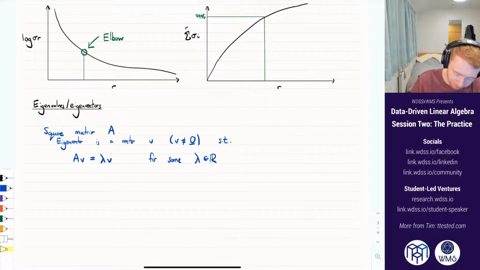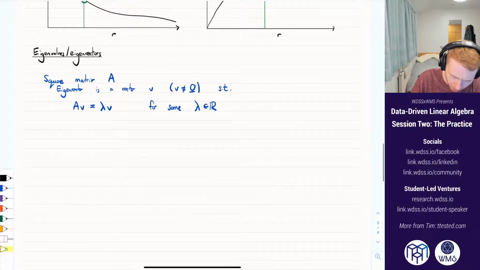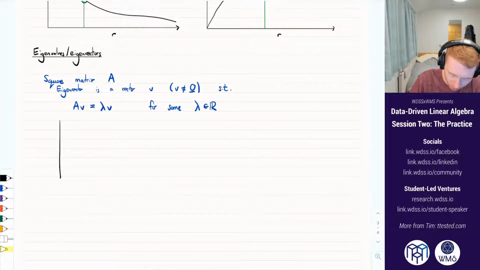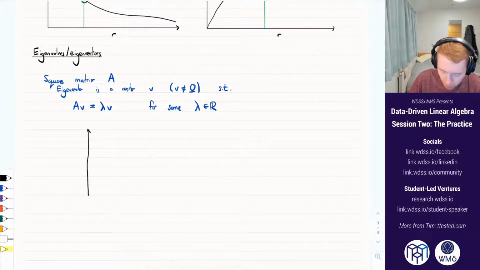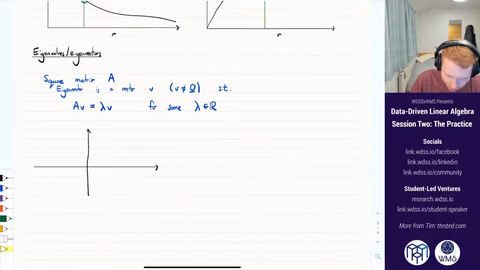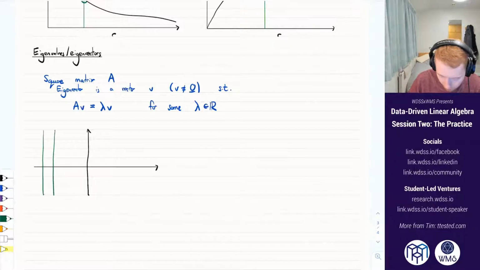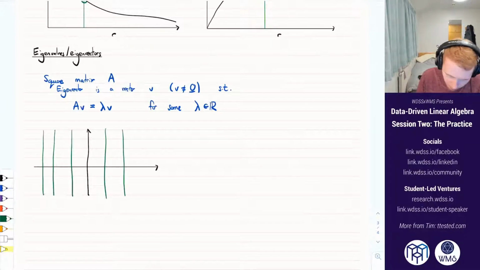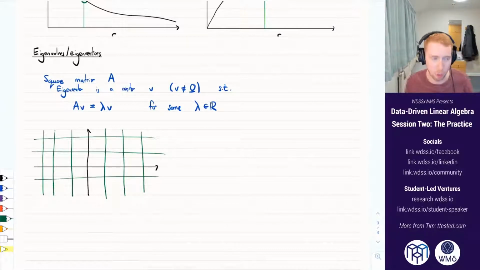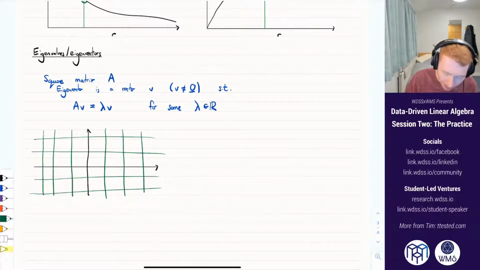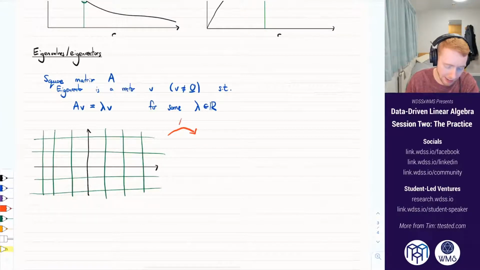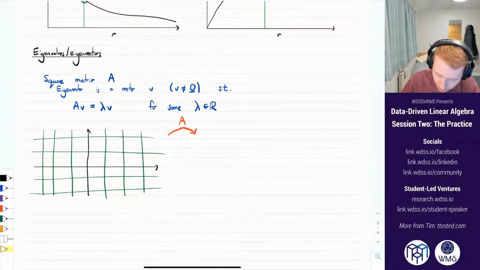So let's start with our vector space here. Let's say we're in 2 dimensions. And let's just draw these coordinate lines here. And we have a cross here as well. So this is just a lattice grid of what our coordinate space looks like. And then we're going to transform this using the matrix A. So A is a linear map. It transforms the space.